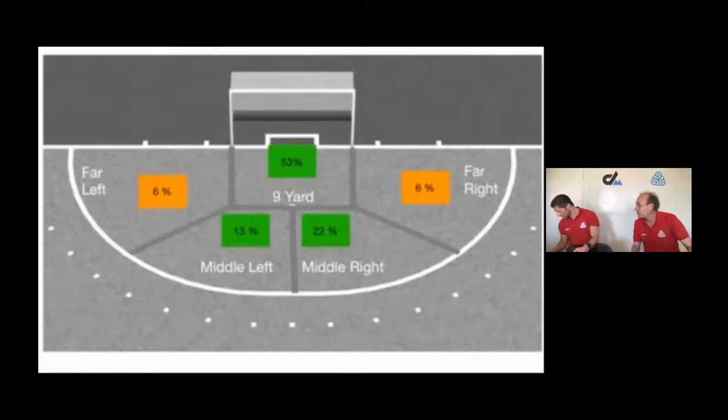How do you change the constraints for outfield players to bring out certain behaviors in the goalkeeper? Mark asks. Again? How do you change the constraints for outfield players to bring out certain behaviors in a goalkeeper? It's a question of Mark. I don't exactly understand the question, to be honest. Can you rephrase it maybe, Mark? Maybe if you rephrase it, we can answer it. I don't quite understand what you mean with this. Okay, we can answer it later. Just write it down, Mark, and we come back to it later.